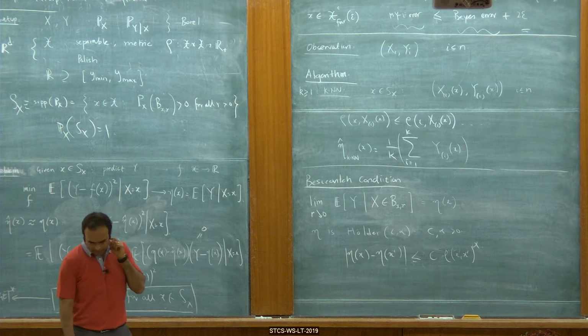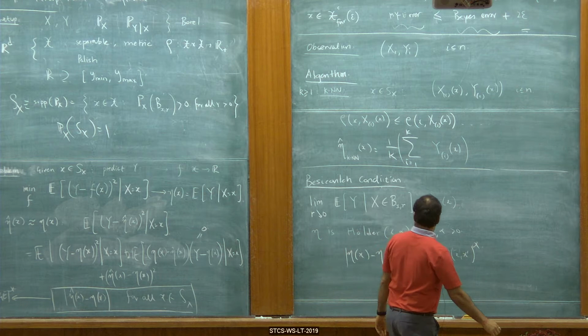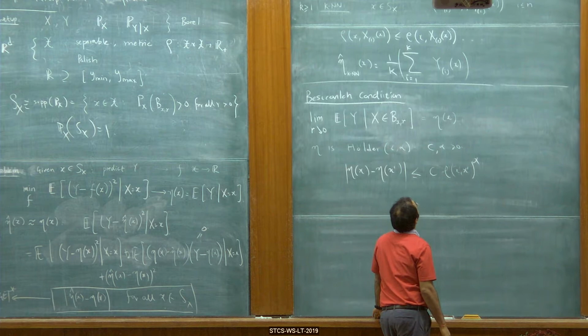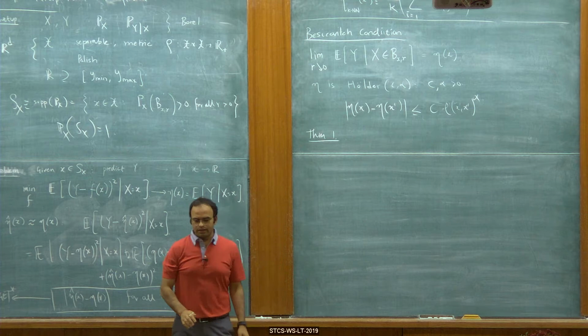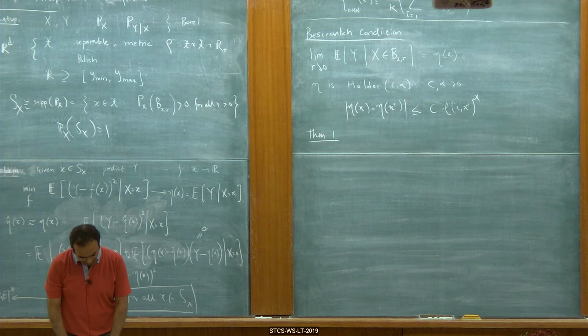So here are the two results that we want to establish under this setup. Theorem one is going to look a little ugly. Theorem two is going to look a little prettier, and the interpretation would make it clear that they're not that bad. Okay, so let me state them precisely, and then we'll go through them.